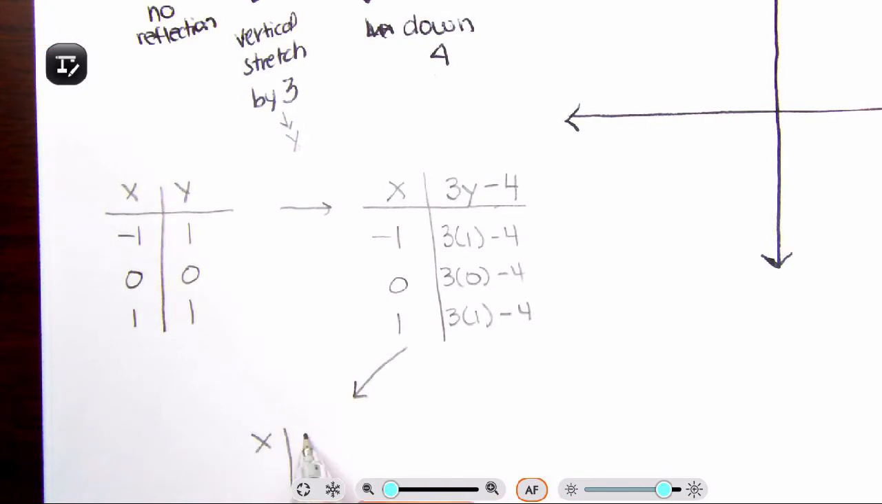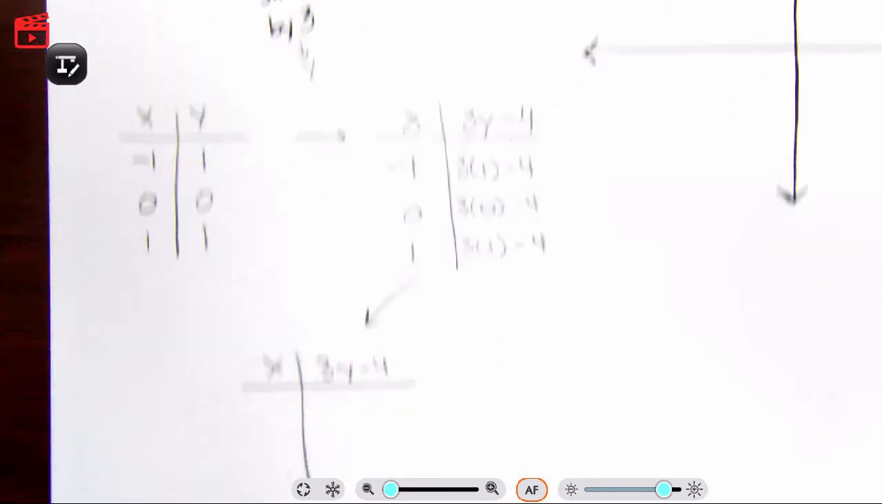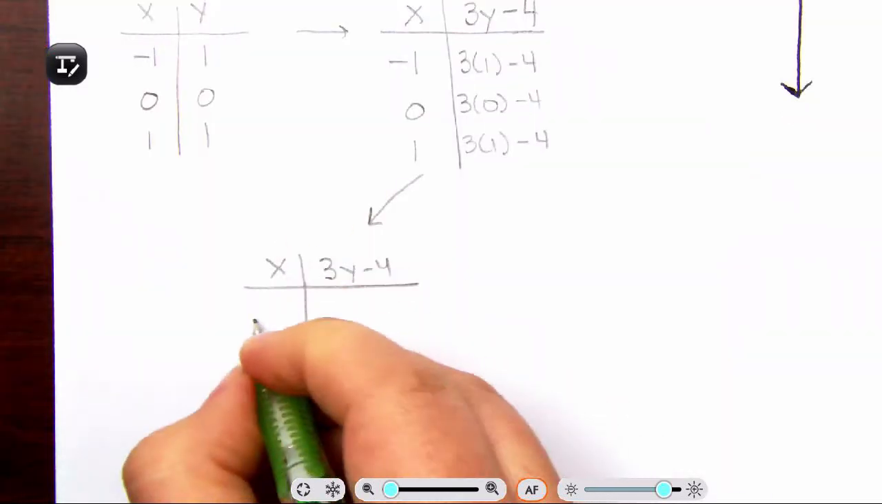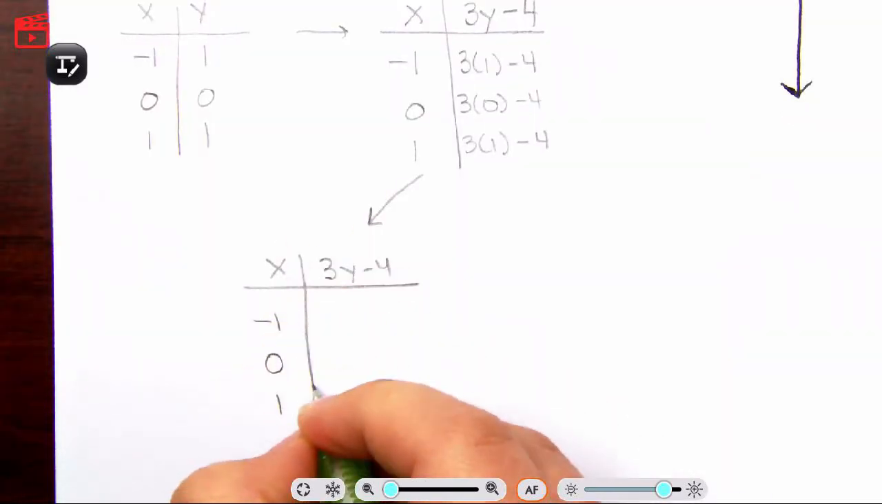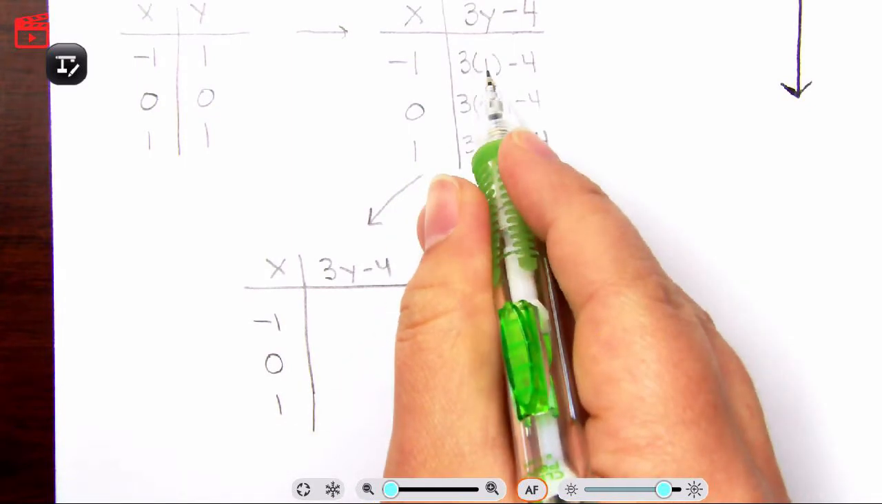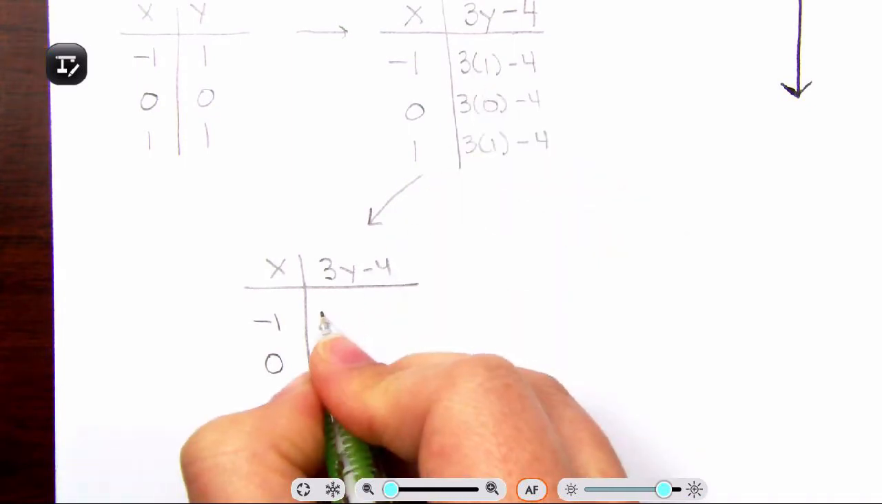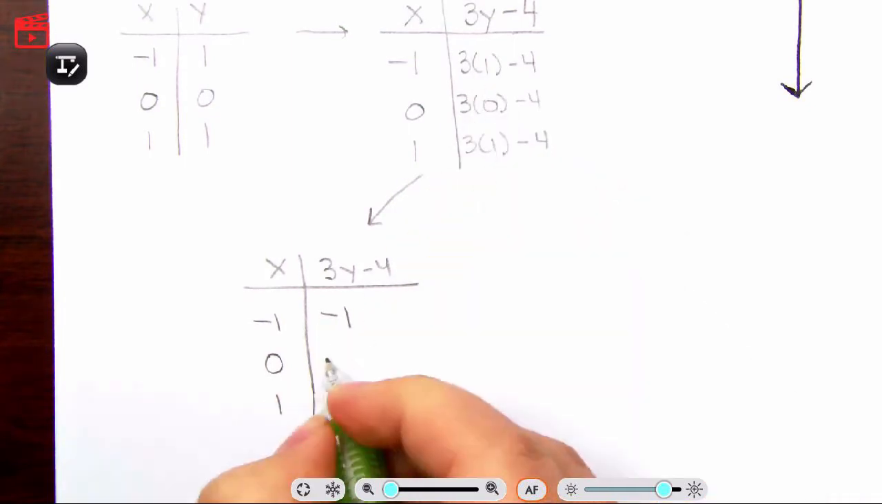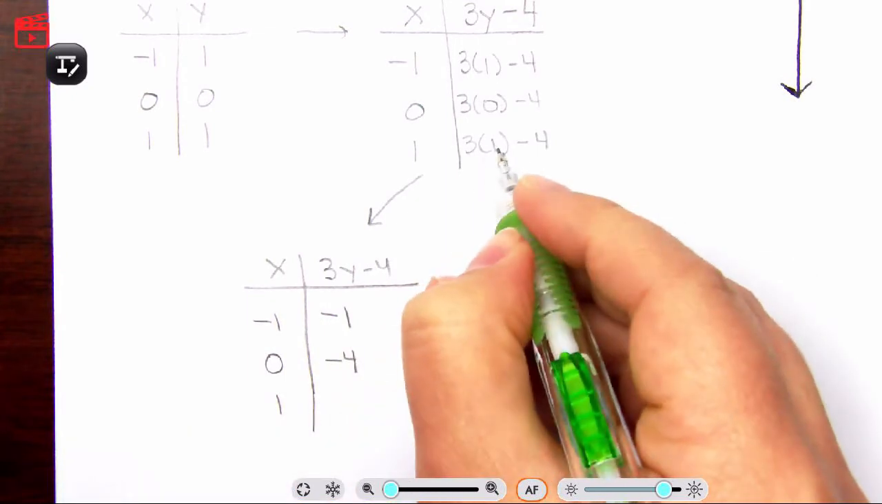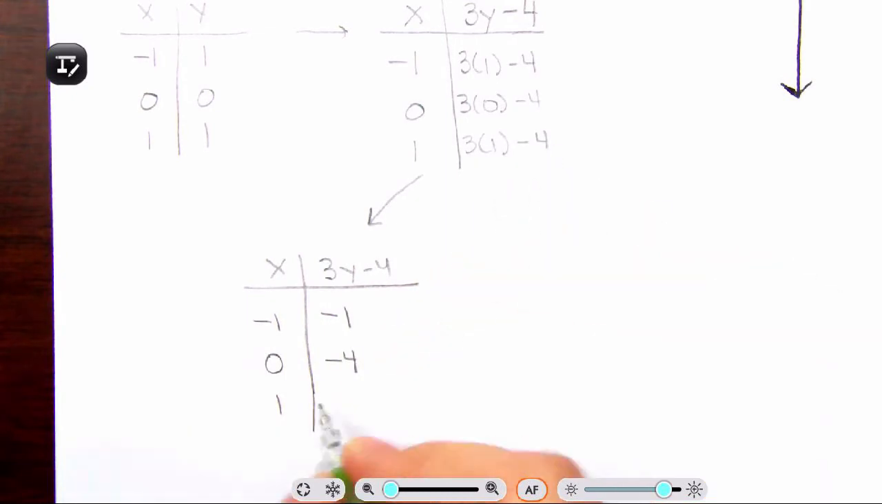I know you guys, this is a lot of work, but trust me. With practice, it gets easier. So -1, 0, and 1. So 3 times 1 is 3. 3 minus 4 is -1. This is 0 minus 4 is -4. This is 3 minus 4, -1.